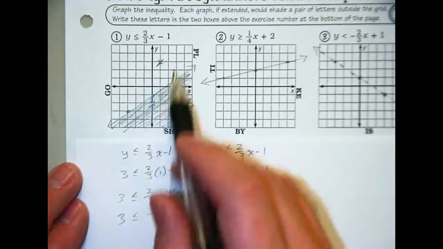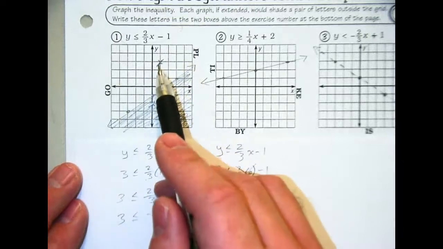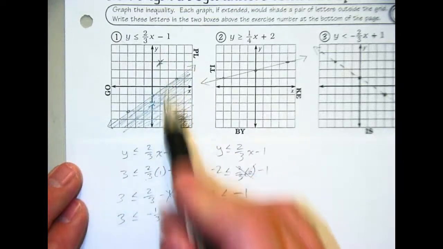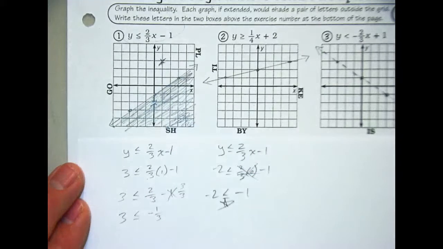What would have been an easier point up here to test? I mean, we could test any point. Ryan gave us this one. This is a good one. But what's the easiest point on this side? 1, 1. 1, 1's pretty easy. One easier? 0, 0. Yeah, 0, 0.